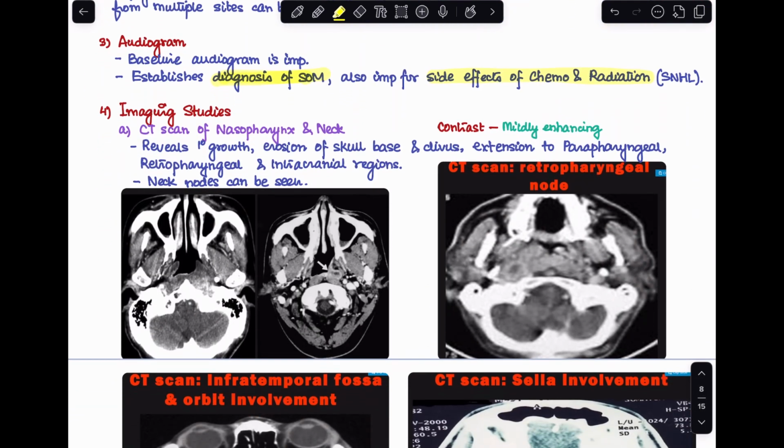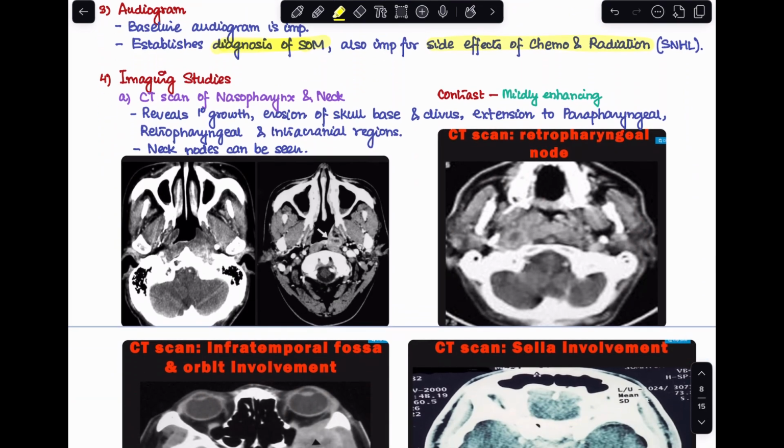Now, what different imaging would we do? First, a contrast enhanced CT scan of the nasopharynx and neck. This will help reveal where the primary growth is, what the extent of the growth is, whether there is any involvement of the skull base or the clivus, and any extension to the parapharyngeal space, the retropharyngeal space, and the intracranial region. And we'll also be able to see whether there is any neck node involvement.